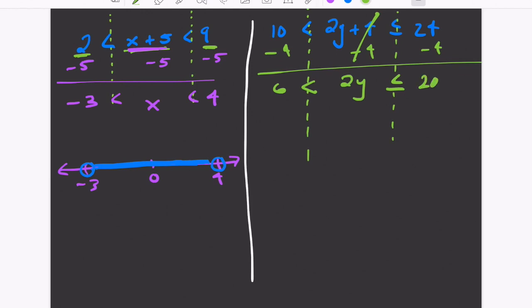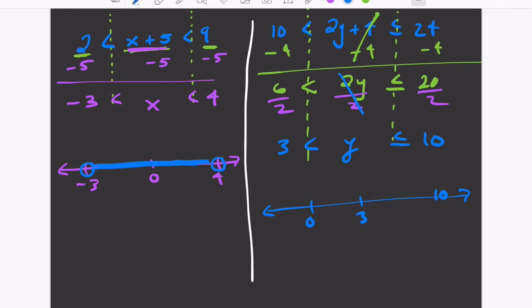Okay, but now I want y. I don't want 2y. So I'm going to divide by 2. But what I do to one part, I have to do to all. So now I'm going to get 6 divided by 2 is 3, is less than y, these cancel out. Y is less than or equal to 20 divided by 2 is 10. And so now I'm just going to graph this, and my two key numbers are 3 and 10. So I have 0, 3, 10.